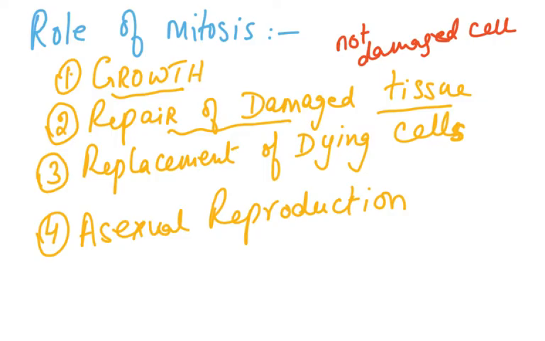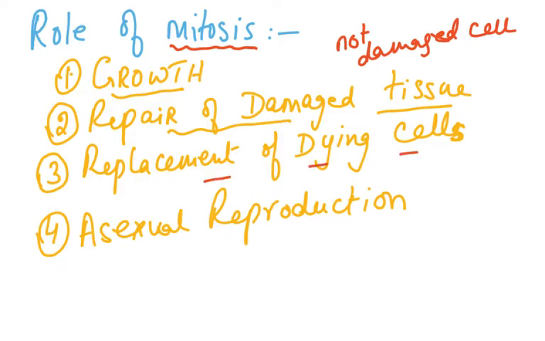So repair of damaged tissue, like for instance, you're using a knife to cut an apple and you cut your skin and the skin slowly repairs. Your skin is cut, maybe a little bit of the underlying tissue is also cut, like when we do surgery, you do an appendectomy. So we cut your skin, we cut the muscle, and then slowly it heals and it repairs. So repair of damaged tissue is by mitosis.